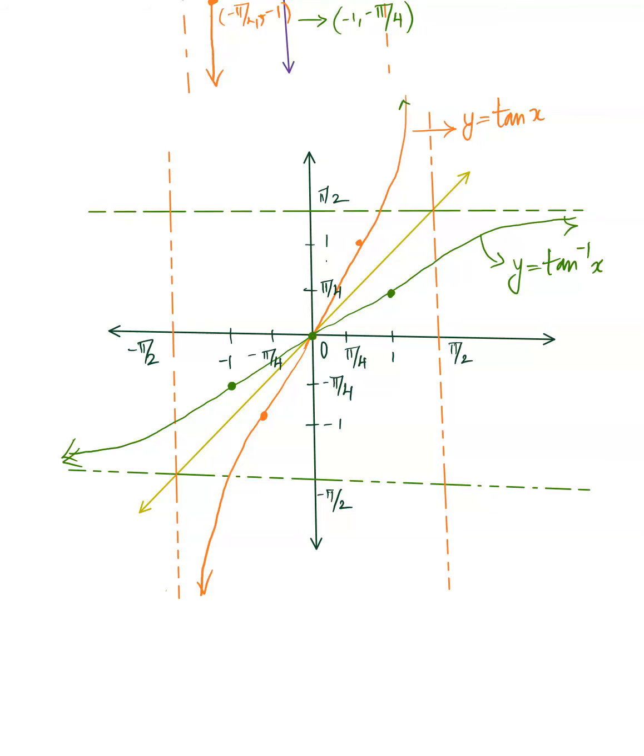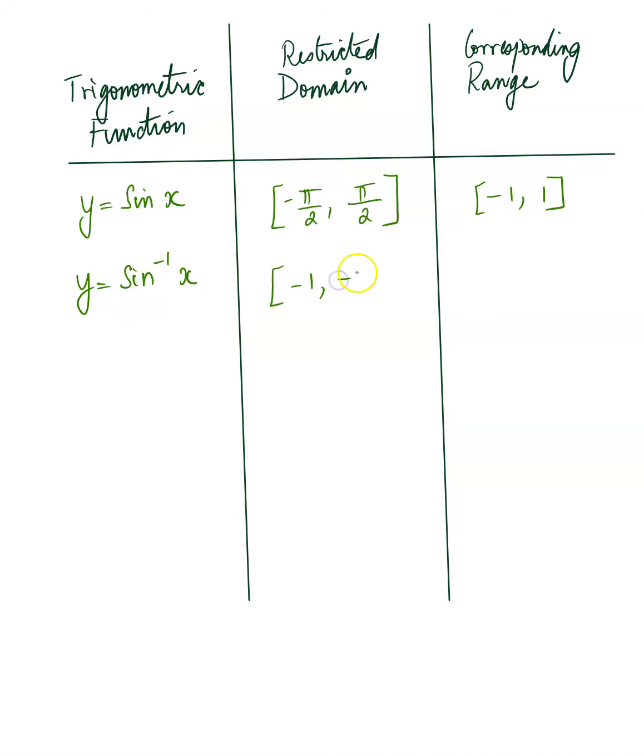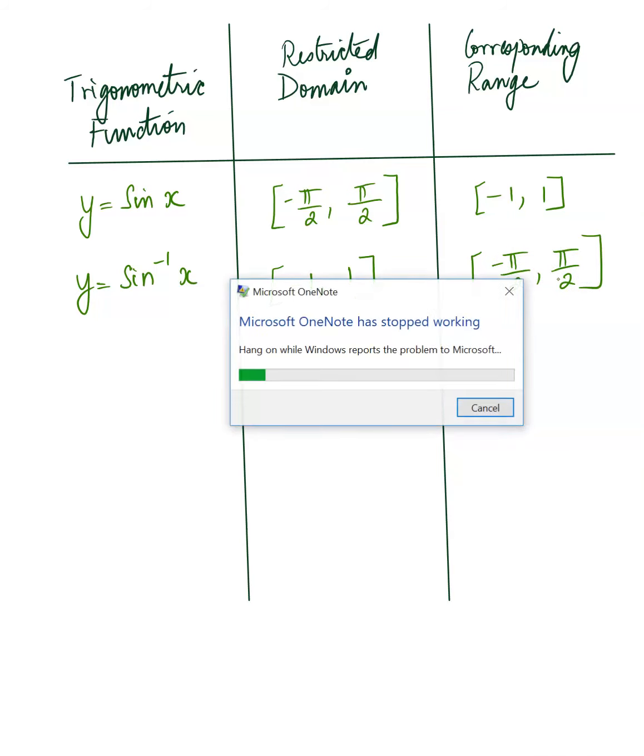Alright, now we'll compile them all together. So let's start with y equals sine x. The restricted domain for this would be negative pi over 2 to pi over 2, and it's included because we use the endpoints, and its corresponding range was negative 1 to 1. I'll make a quick comparison with the inverse. If you had y equals sine inverse of x, the domain was negative 1 to 1, remember they get switched, and the range was negative pi over 2 to pi over 2.